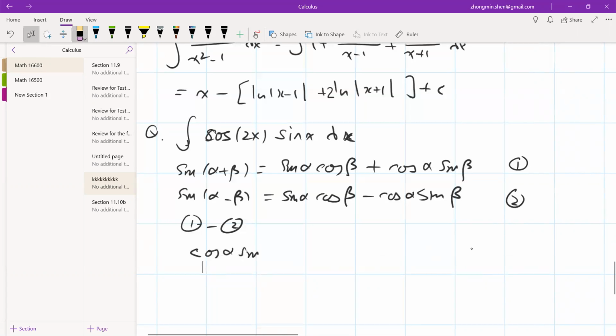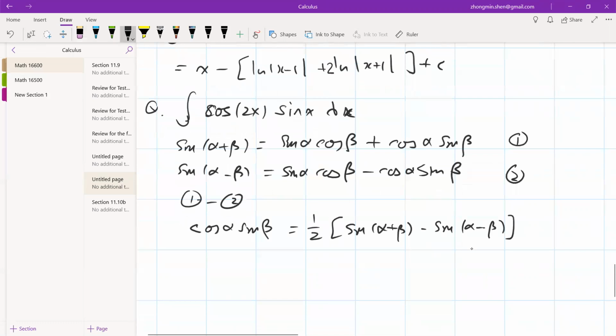All right, so cosine alpha sine beta is going to be half of sine alpha plus beta minus sine alpha minus beta. I think when I was young, I could memorize all those formulas. When I was in high school, now I cannot. But I memorized the first two, I don't know why, forever, a lifetime. So I derived this formula.